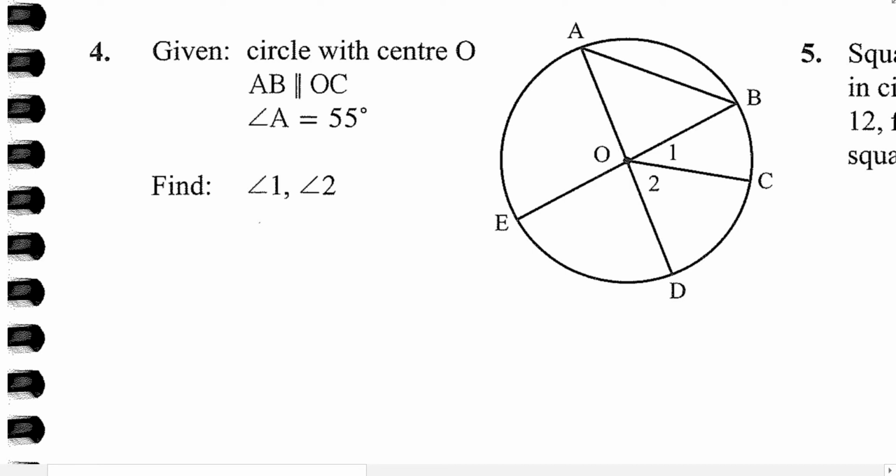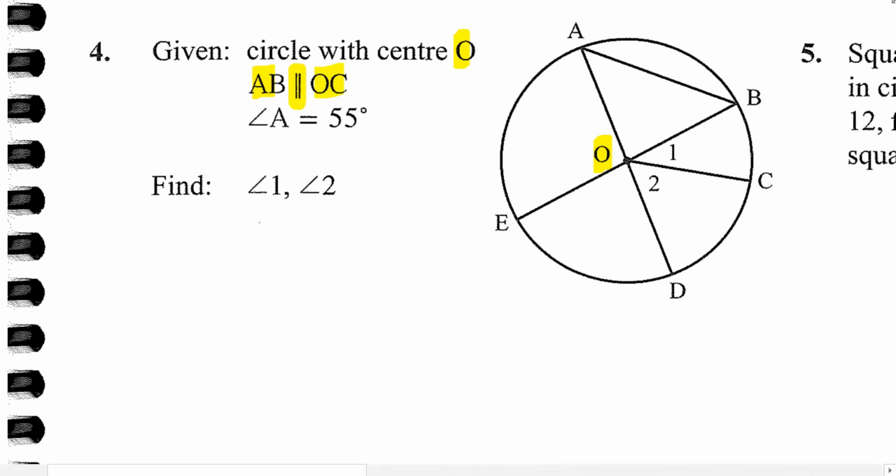In this video, I will continue to solve the homework problems in the Circle Geometry Lesson Number 2 homework package, and I'll be starting on question number 4. For question number 4, I'm given a circle with center O, so this is my center right there, and the side AB is parallel to the side OC.